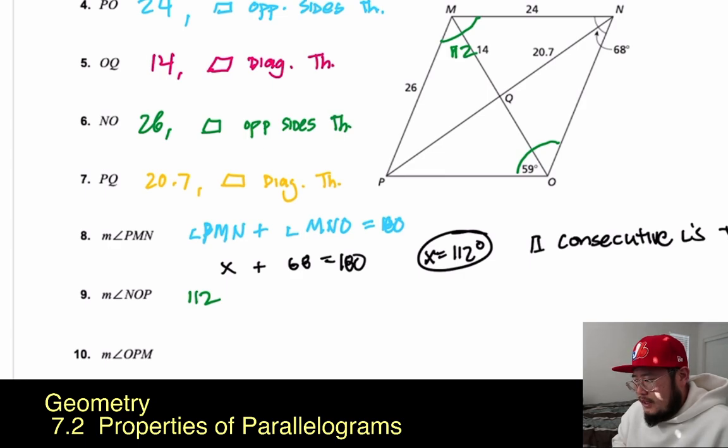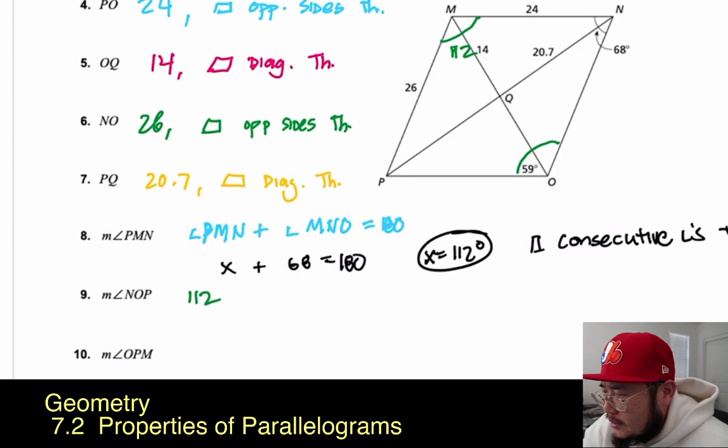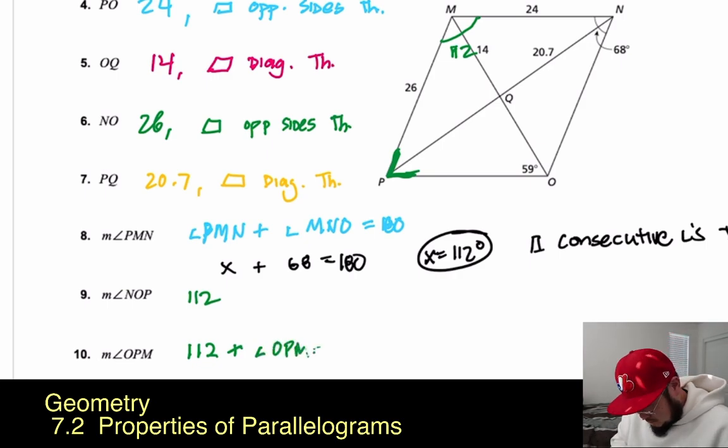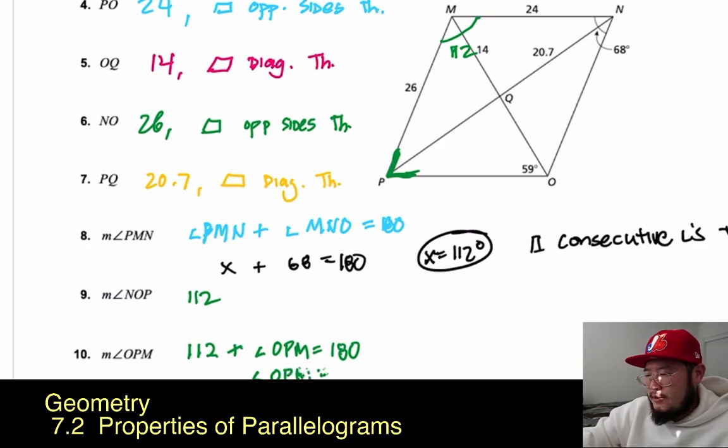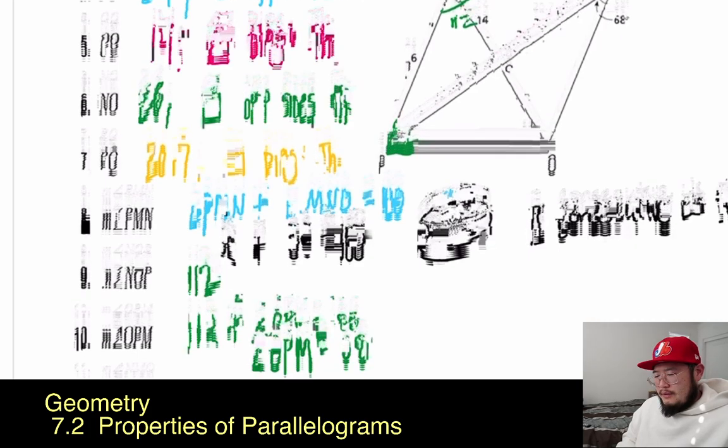Okay, so they asked for OPM. Actually, even easier. Let's not even look at the opposite one. Let's look at this angle right here. This angle and the one above it, PMN, should also be supplementary. So we can take 112 plus OPM, which happens to be the angle we are looking for, and that's equal to 180 degrees. As we solve that out, we find that angle OPM is equal to 68. All right. Looking good, right? So that right there is equal to 68 degrees.